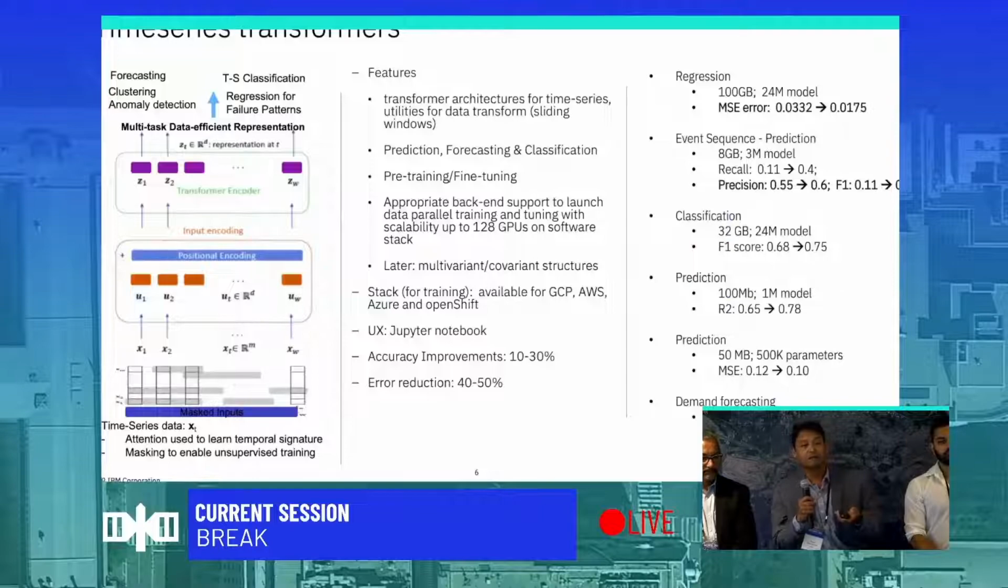This is an industry example of using time series data and building a transformer-based foundation model. And what they've found is that for many different downstream applications, going from regression to classification, they see marked improvement in the accuracy and lowering of the root mean square error by using this approach.